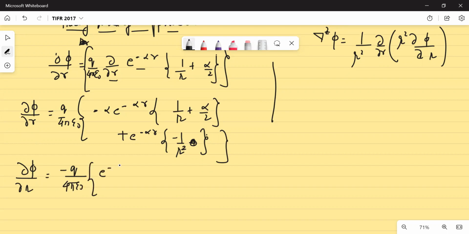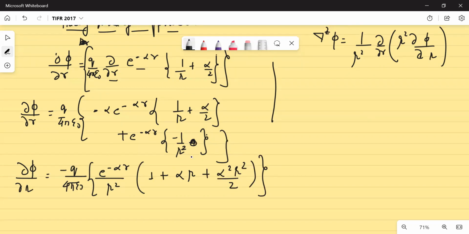Let me first add up all these terms. So I'll just take r square common. So it will be 1 plus alpha r, and then this will be alpha square r square. Okay, so this is how it is. So what you will do, you'll simply take r square as common. So r square, if you take common, this will be r. So this is plus alpha r, and then this is alpha square r square. So overall, you know what is your del phi upon del r.